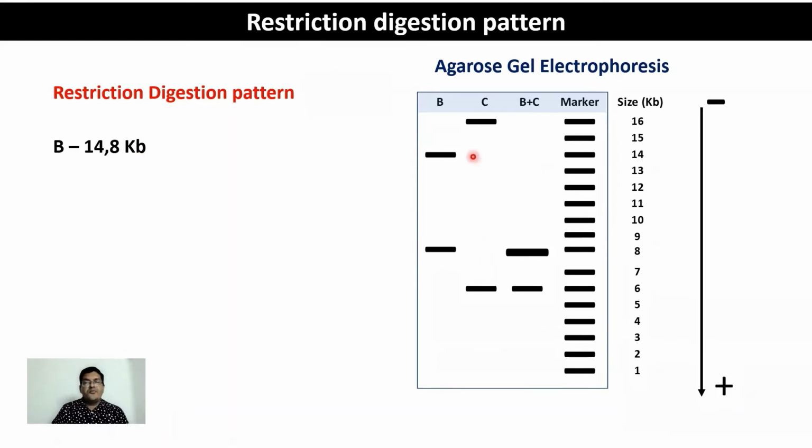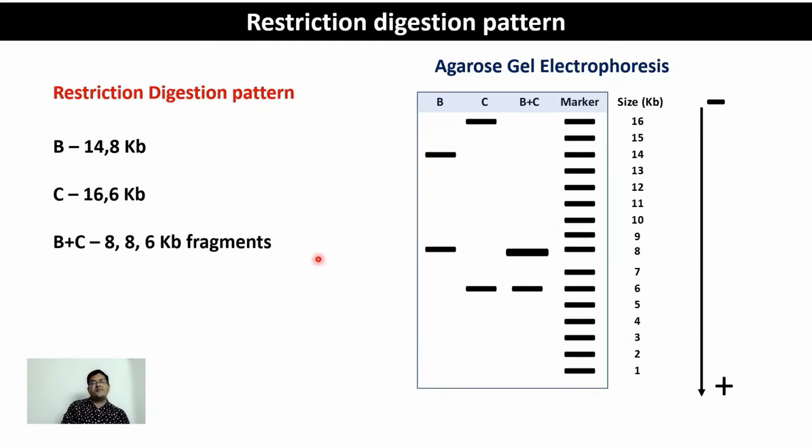So B gives you 14 and 8, C gives you 16 and 6 kb fragments, and in the B plus C lane, instead of 3 fragments, you have only 2 because there are 2 cut sites. You expected N plus 1 for linear DNA, but instead you have only 2 fragments, but one of the 2 fragments is much brighter and thicker, which means there are 2 different fragments of the same size that are co-migrating to this position at 8 kb. So this one here is 8, 8, and 6 kb fragments, right?